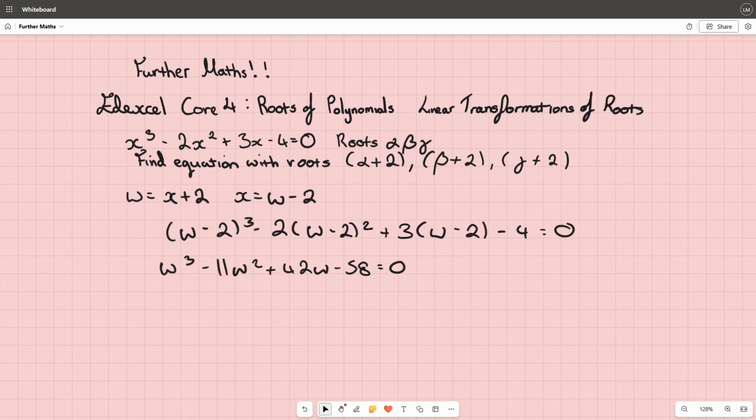And this is the solution it makes. I quickly rendered it just to save time, but this is what it makes. And this is then the solution, the equation with roots alpha plus 2, beta plus 2, and gamma plus 2. So that is all you need to do. You need to just substitute and solve. That's it. And that's what you do for any linear transformation.